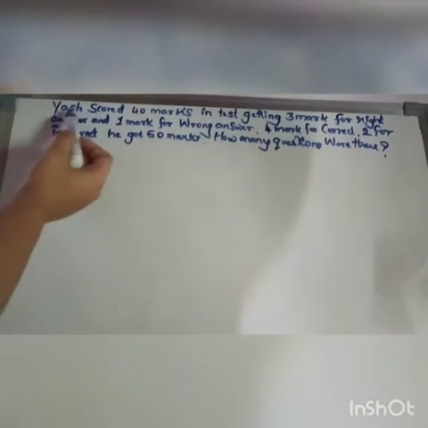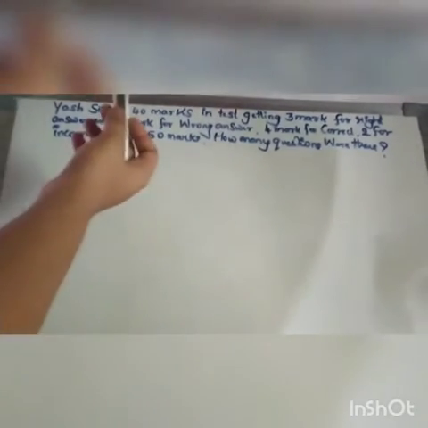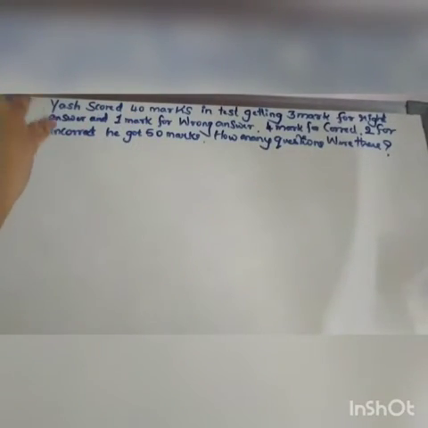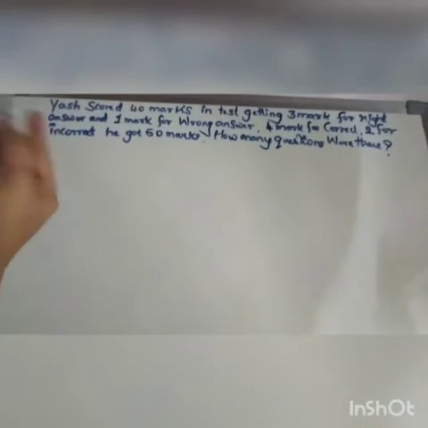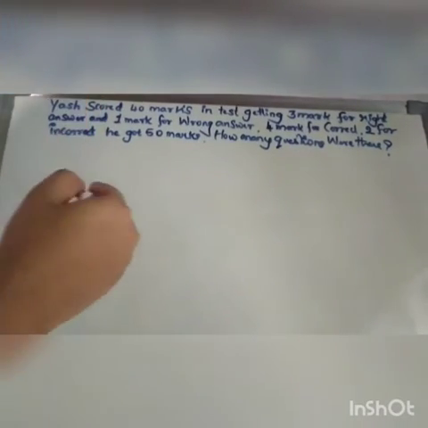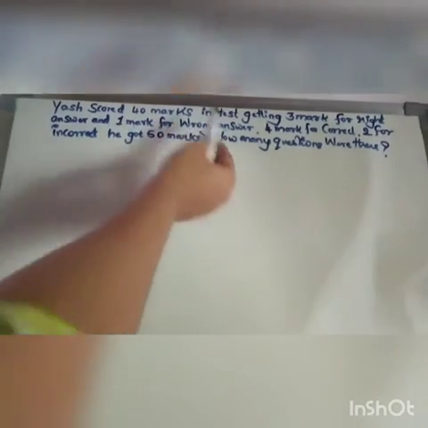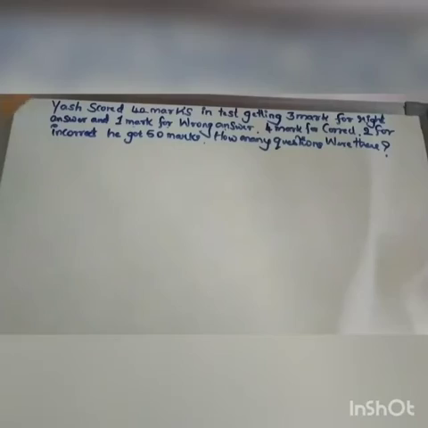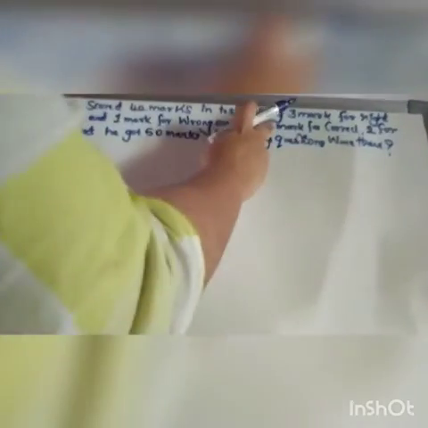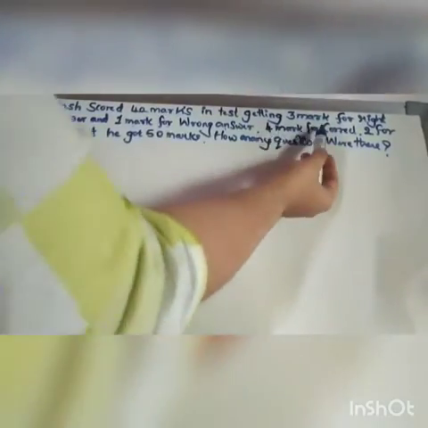So that is another first question I have taken. Yash scored 40 marks in the test. In that, there is a condition that 3 marks are added for each right answer and 1 mark is deducted for each wrong answer. Similarly, another person got 4 marks for each correct answer and lost 2 marks for each incorrect answer.